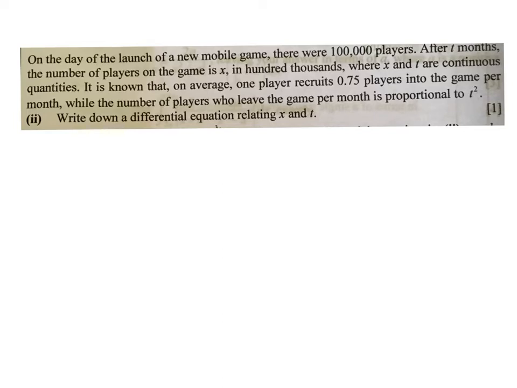So basically you know that the rate of change of X relates to the month, and in each month there's 0.75 coming in. So I can write it as each one player recruits 0.75. If we talk about having X number of players in 100,000, where X and T are continuous quantities, that means the total number of players coming in is, for each player, 0.75 multiplied by the number of players.